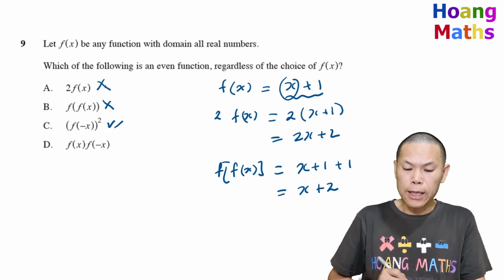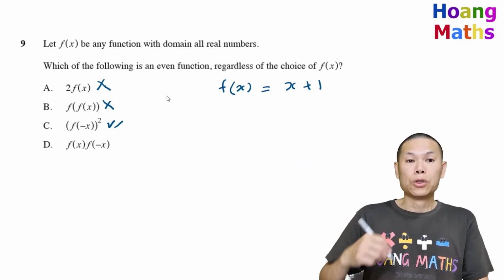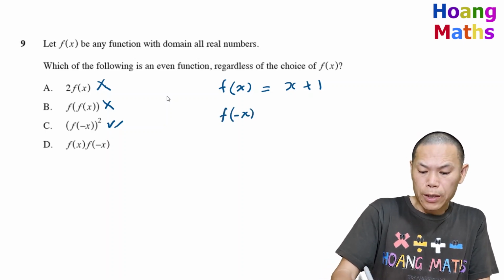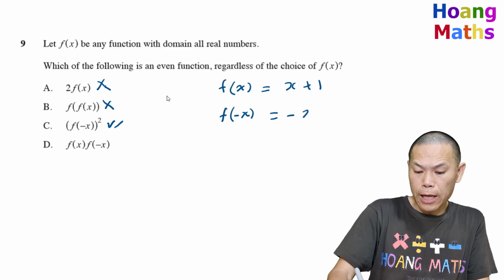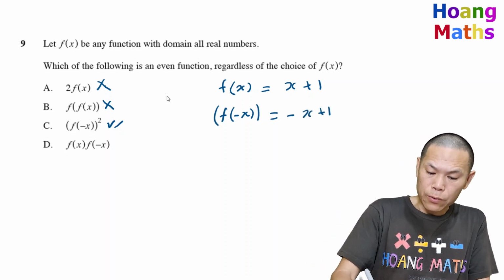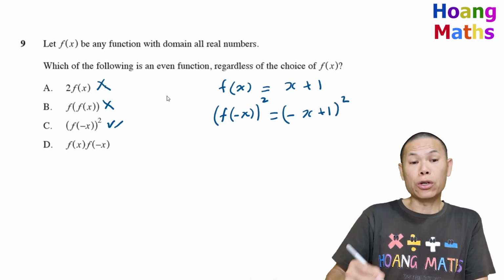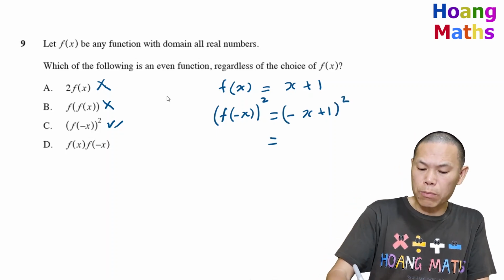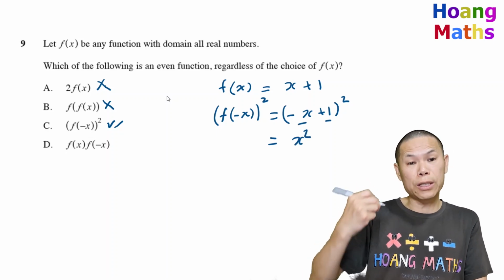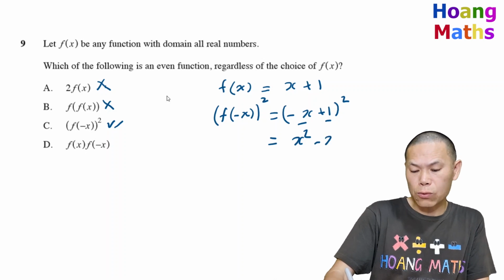That is part C. So let me just clear it first. So now let me just go f of negative x first. So that gives me negative x plus 1. And if I square it, so that means this is squared. So if I expand this, it will give me like this. Negative x squared gives me x squared. And negative x times 1, which is negative x, we double that, so minus 2x. And then 1 times 1 is 1.